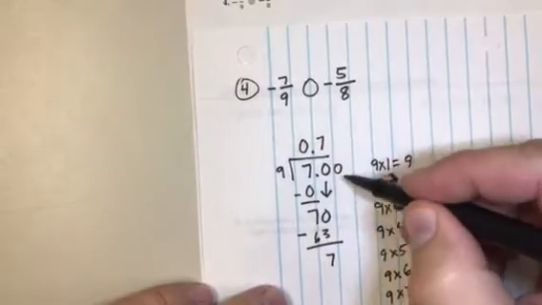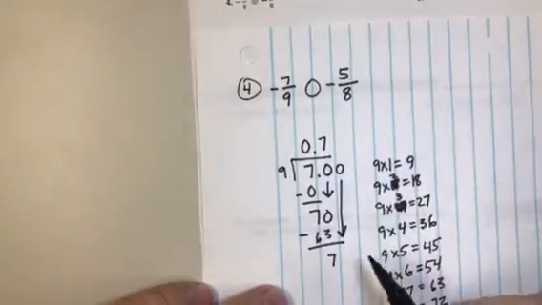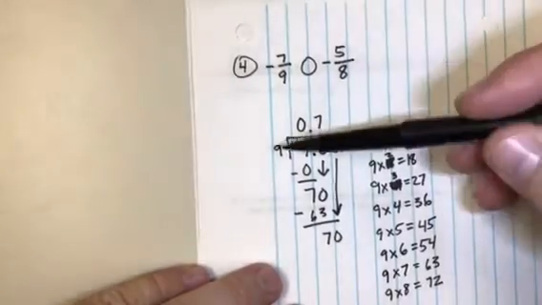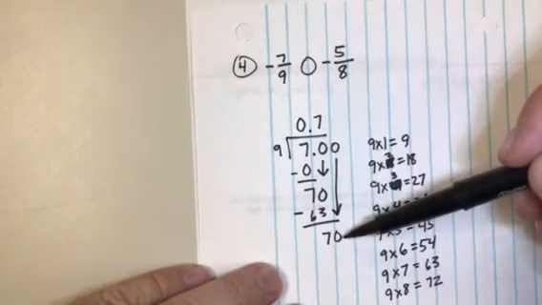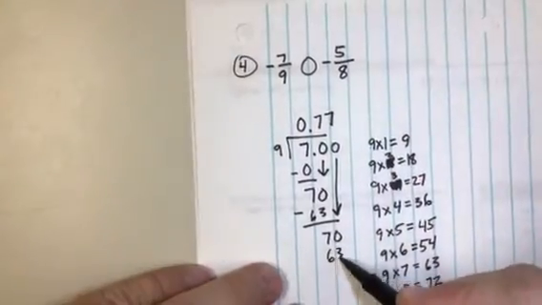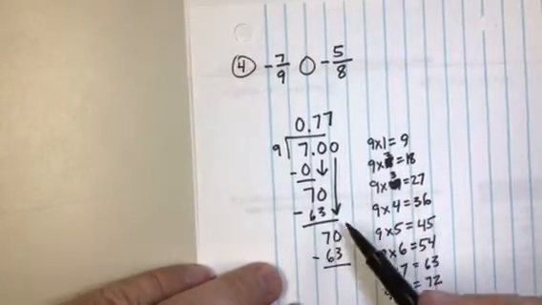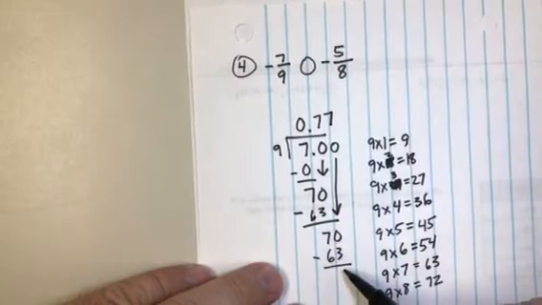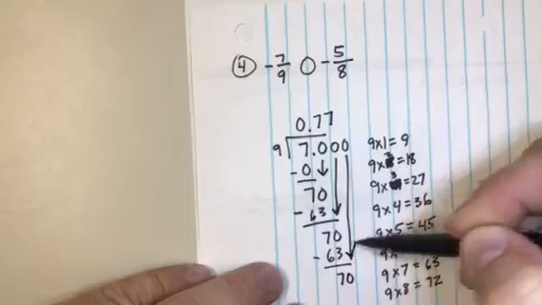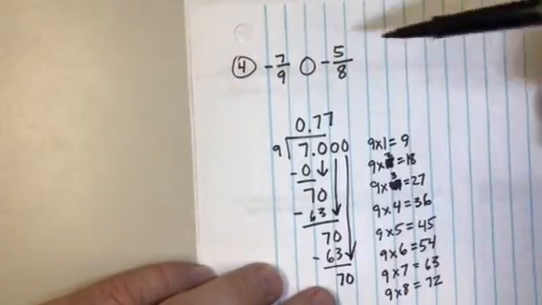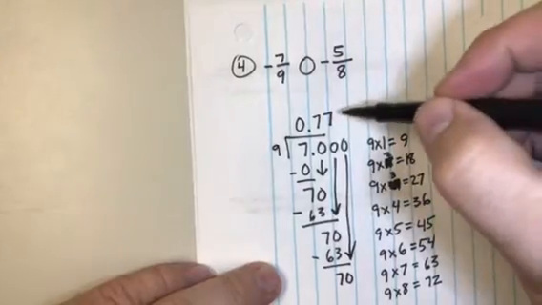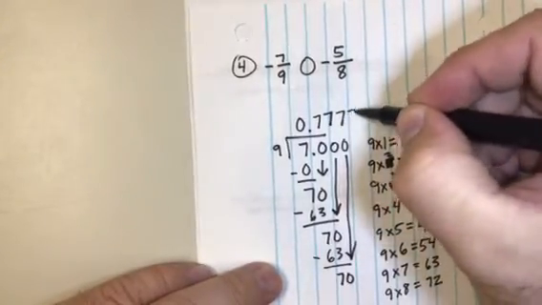9 can't go into 7, so we have another 0 to bring down. And it looks like we may have a repeating decimal. 9 goes into 70. Again, we already know that's 7 times. 9 times 7 is 63. And it looks like we have a difference of 7 again. We're going to need another 0. And what we found is that we have a repeating decimal. So the more that I do this, the more 7s I will get.